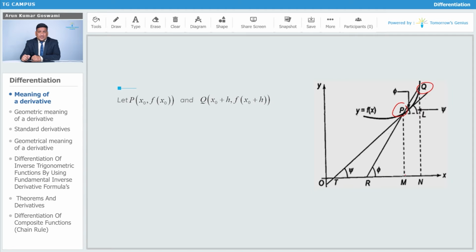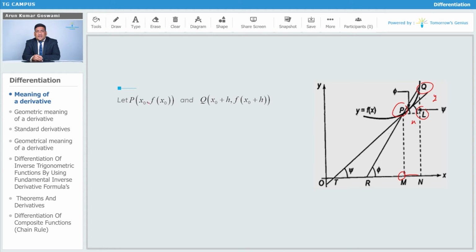Horizontally, you are moving from M to N, and vertically you are moving from L to Q, the extra distance which you are moving here. That's why the derivative is basically, as I told you already, the change of a function with respect to another variable. It means here the change in QL because of the change in PL. So if QL is y and PL is x, dy by dx will be my derivative for this change in PQ.